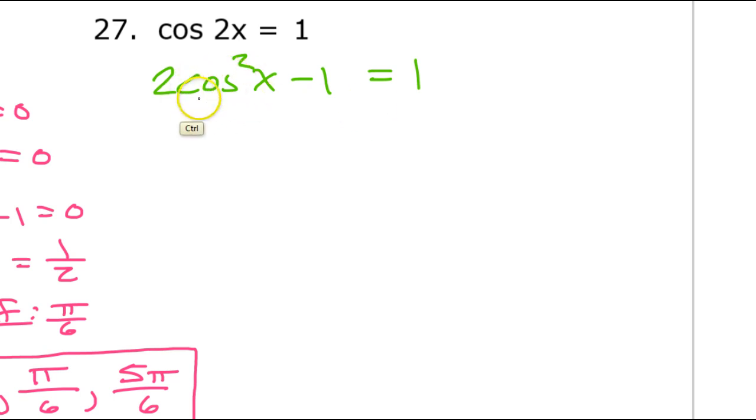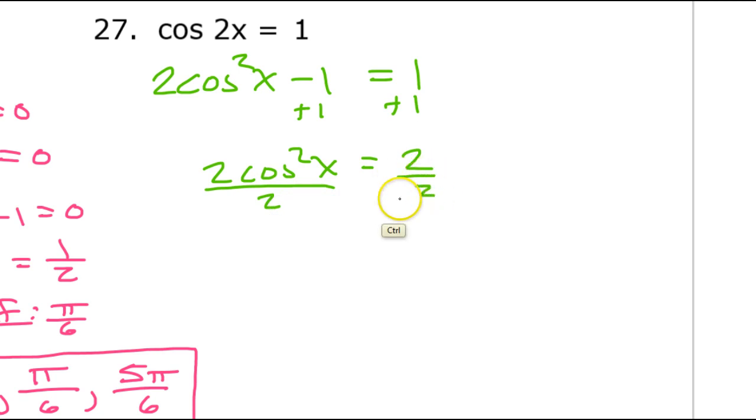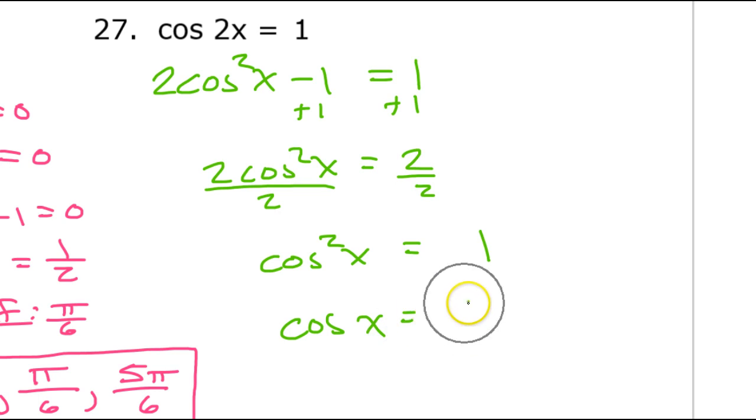So now we can just get cosine by itself. I'm going to add 1 to both sides. That'll give me 2 cosine squared x is equal to 2. Then I'm going to divide both sides by 2. Interesting. So that'll give me cosine squared is equal to 1. But then I need to take the square root of both sides. So that's going to give me cosine x is equal to plus or minus 1, because I just took the square root. That could be plus or minus.